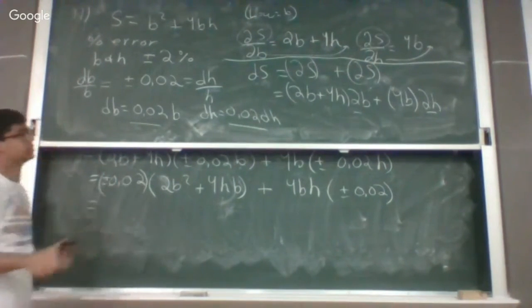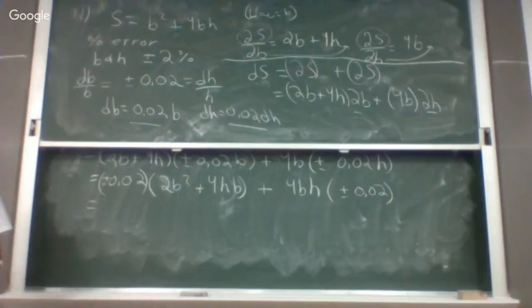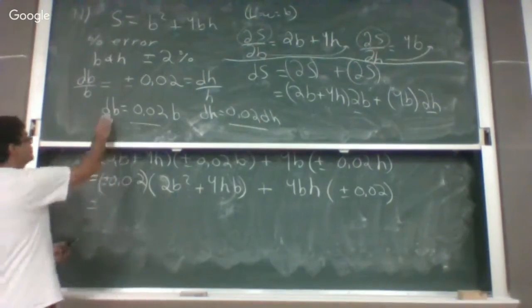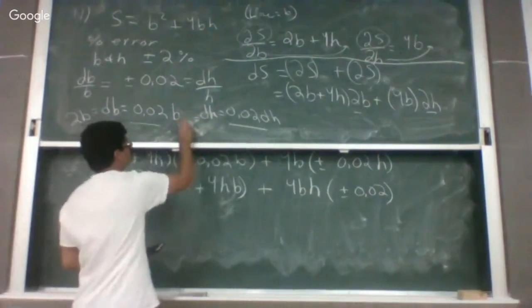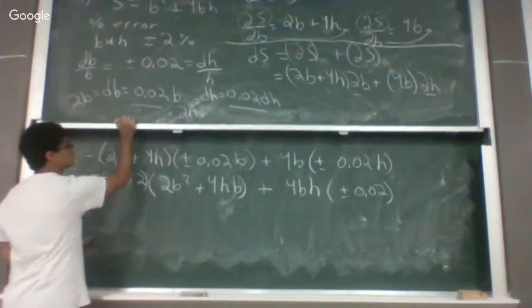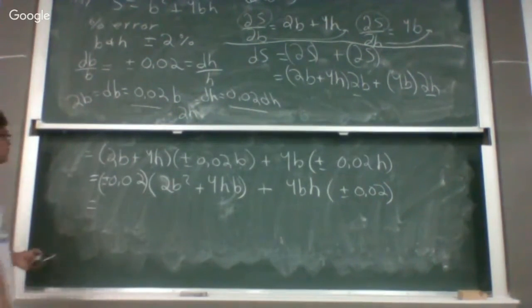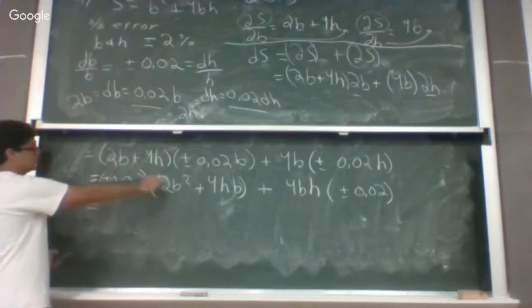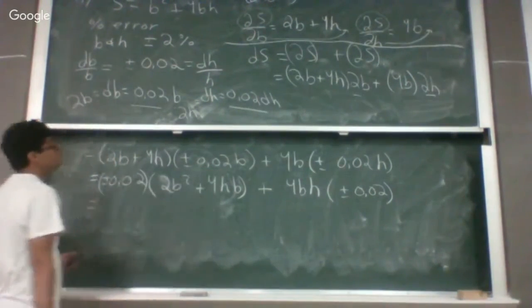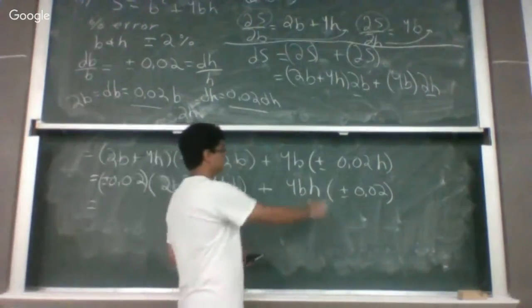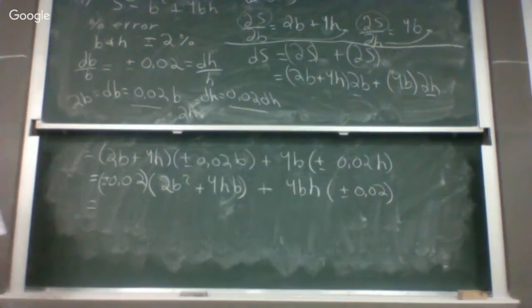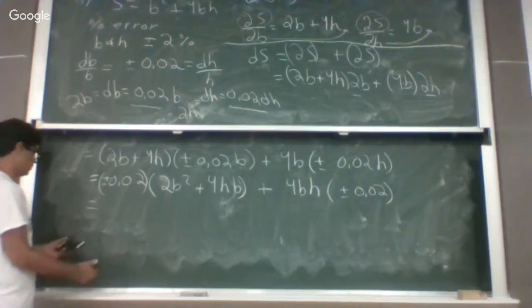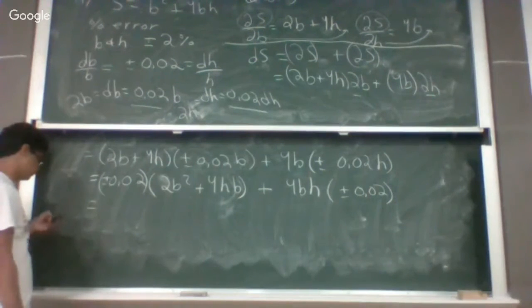Since b and h aren't in terms of other variables, they can be partial or just full on d, but that's the same thing as partial of b, and that's the same thing as partial of h. So then we make those substitutions: 2b plus 4h times the quantity of plus or minus 0.02b, plus 4b times the quantity of plus or minus 0.02h. Okay? Then we just try to simplify this.